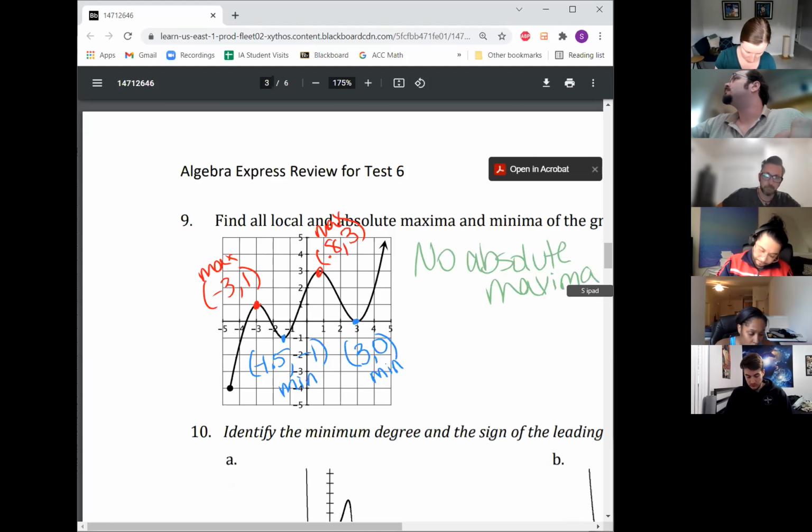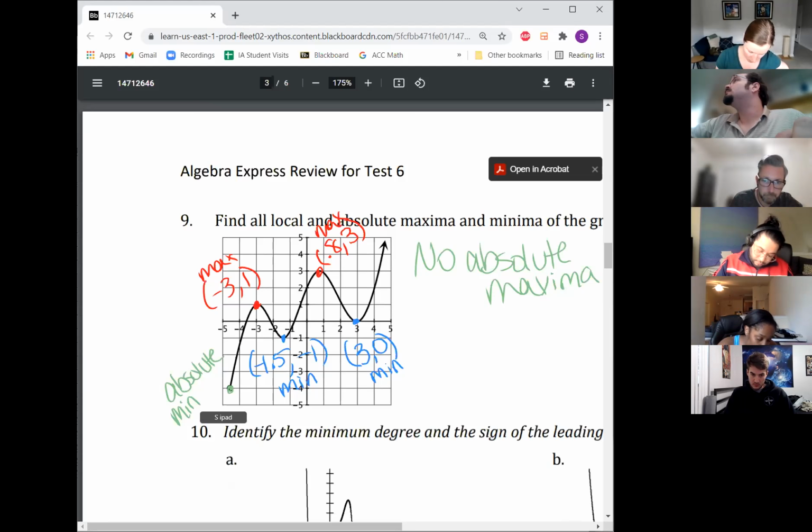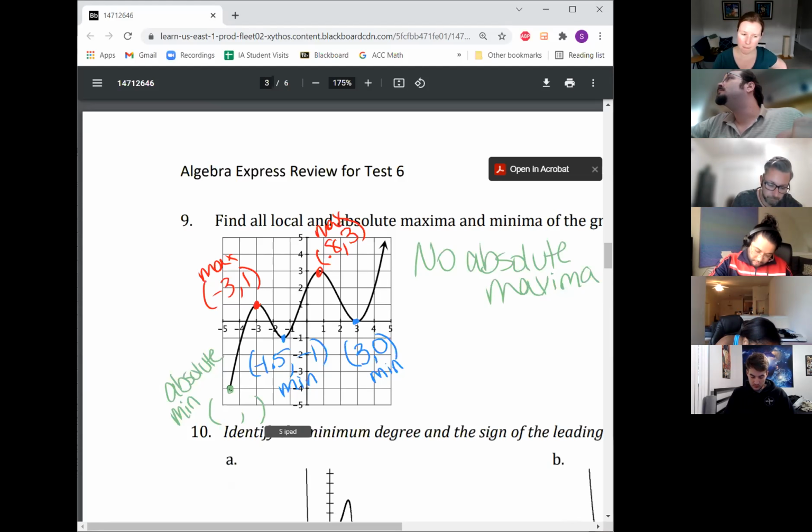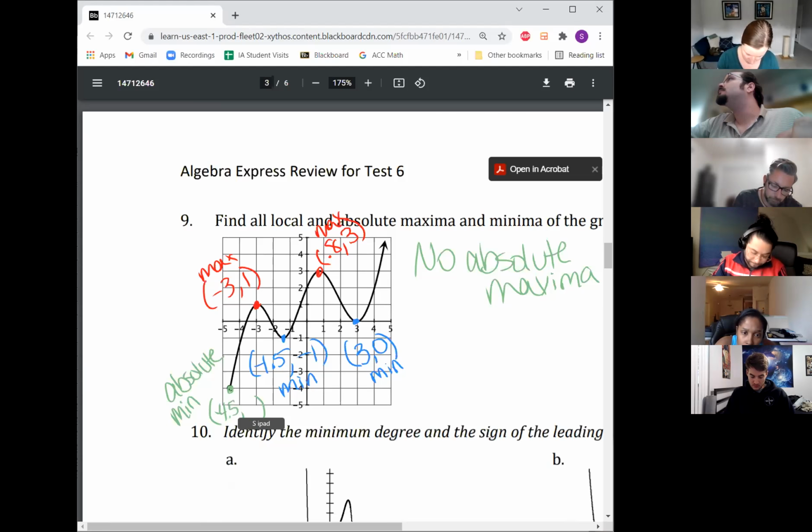We need that as a point. Don't we write those as points? Yes. So what's the absolute minima as a point? -4. Well, it's a little more than -4 on the x-axis, I think. It looks like 4.5, negative 4.5. Okay, -4.5.